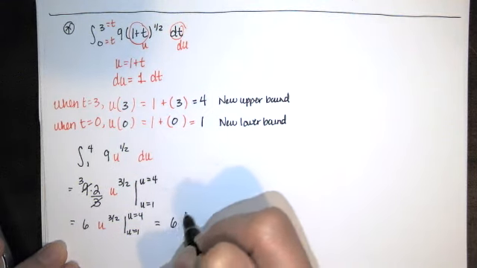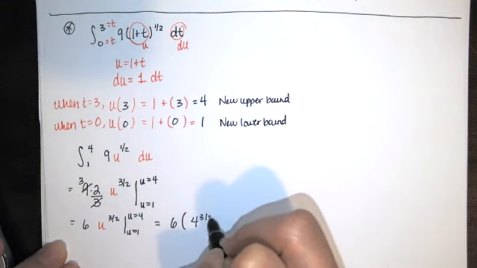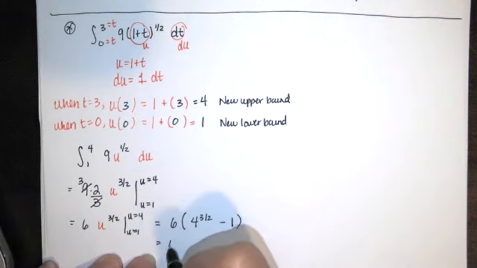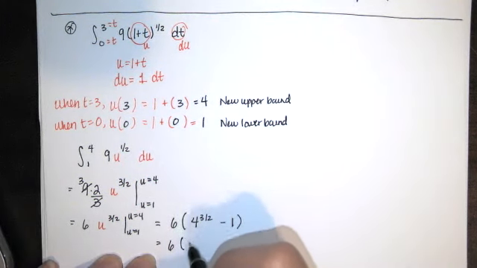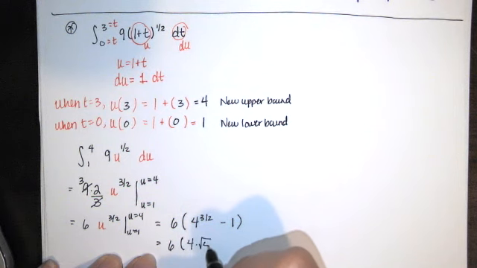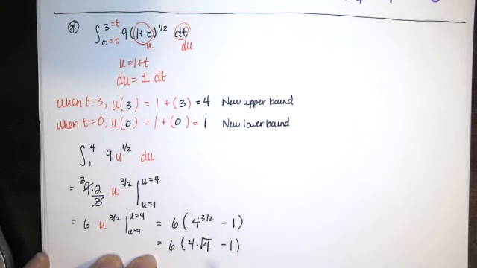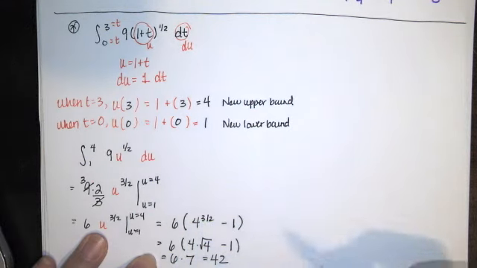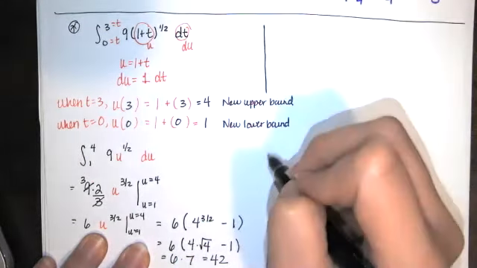So we'll have 6 times 4 to the 3/2 minus 1 to the 3/2, which is just 1. And any number to the 3/2 is that number times the square root of that number. So we've got 4 times 2, which is 8. We have 6 times 8 minus 1, which is 7. And that's going to be 42 for the first part.